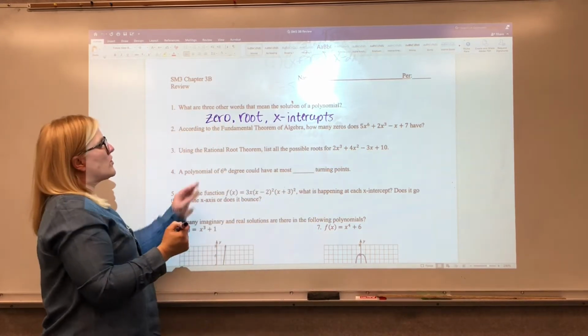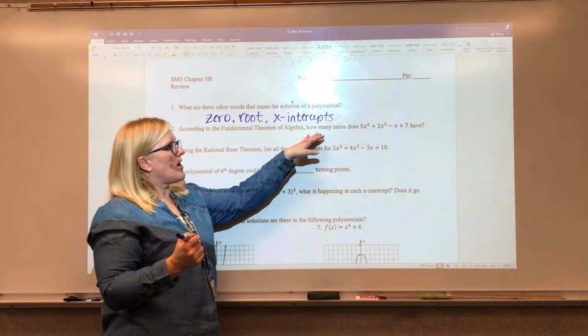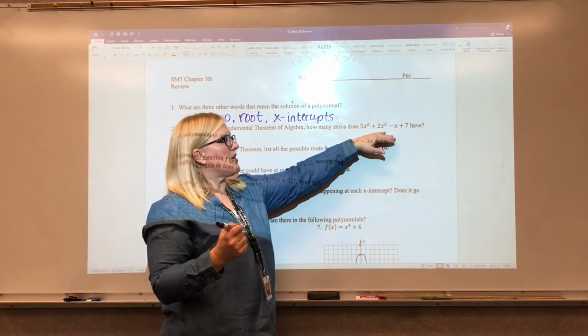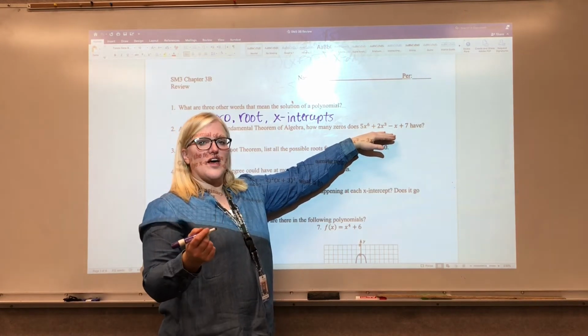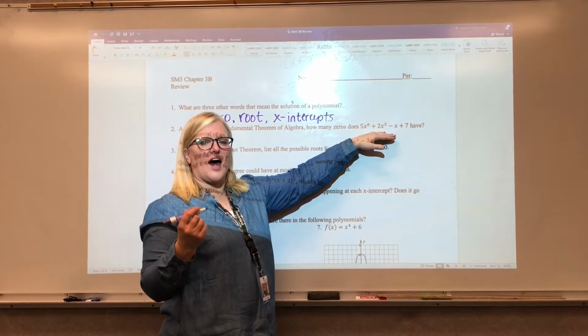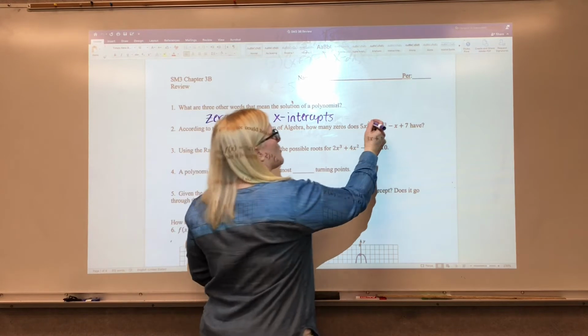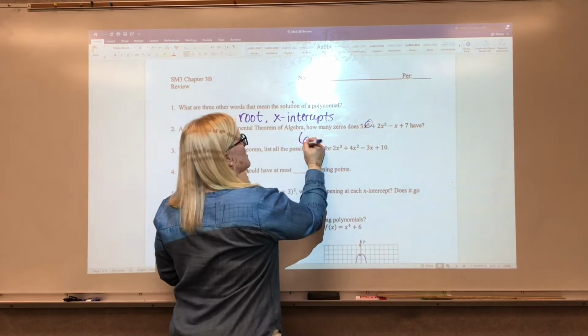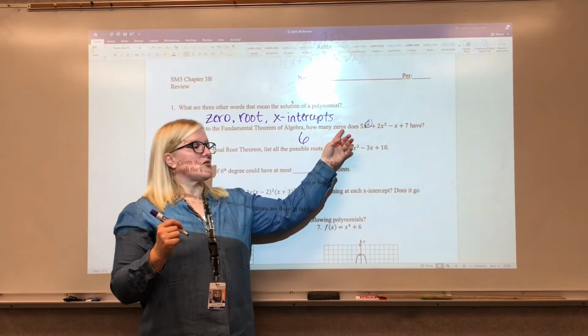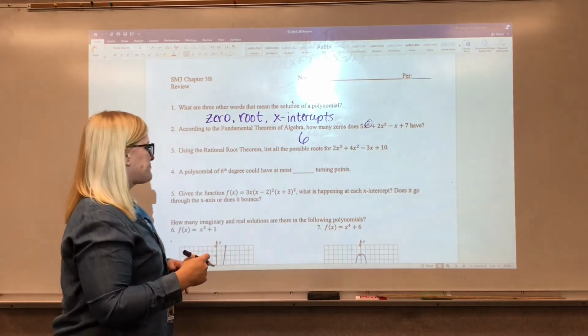Okay, number two, according to the fundamental theorem of algebra, how many zeros does this polynomial have? Okay, the thing you've got to remember is that it's always the highest exponent. It's the degree of the polynomial. So in this case, there are 6 zeros, or 6 solutions.